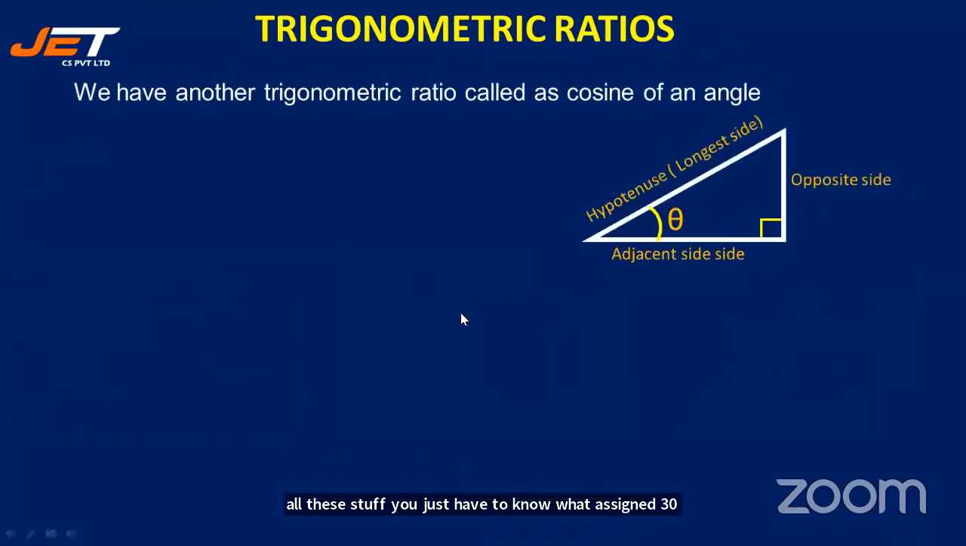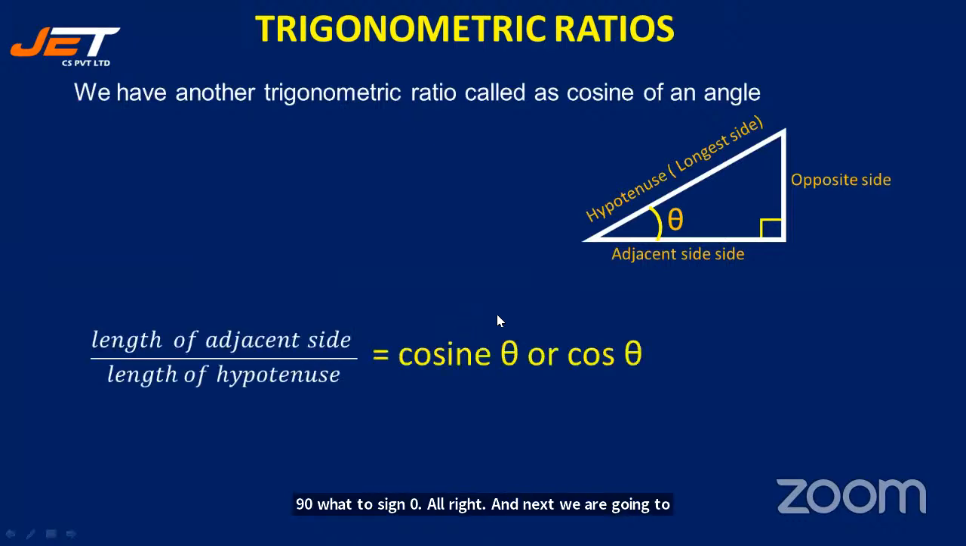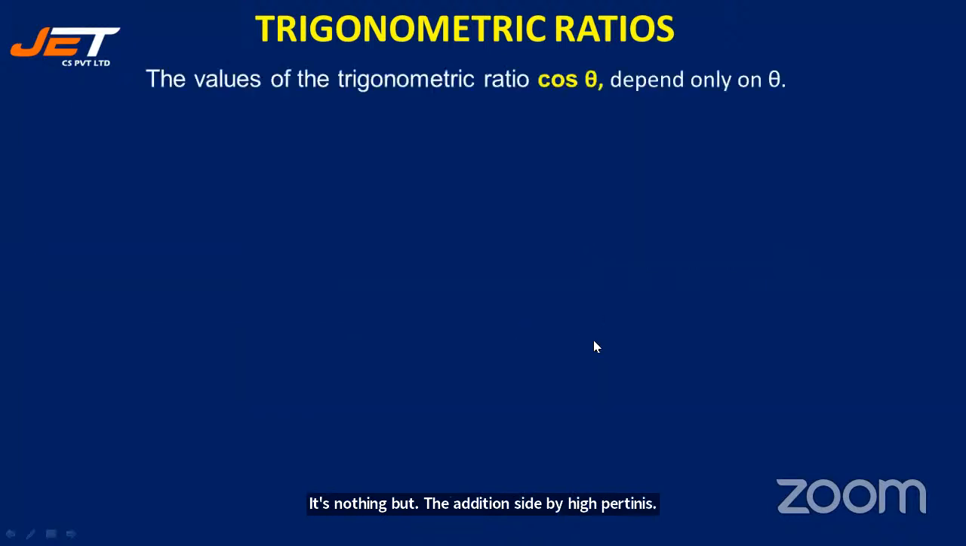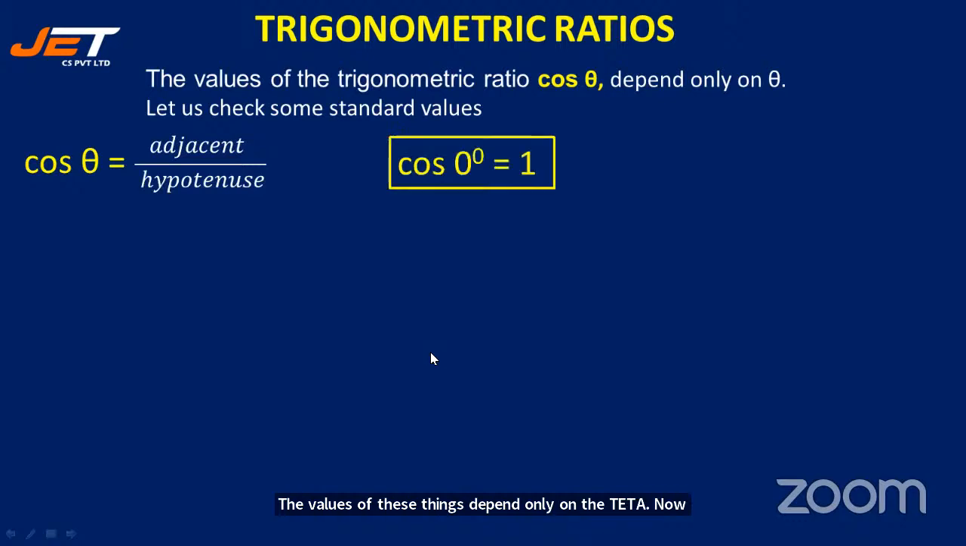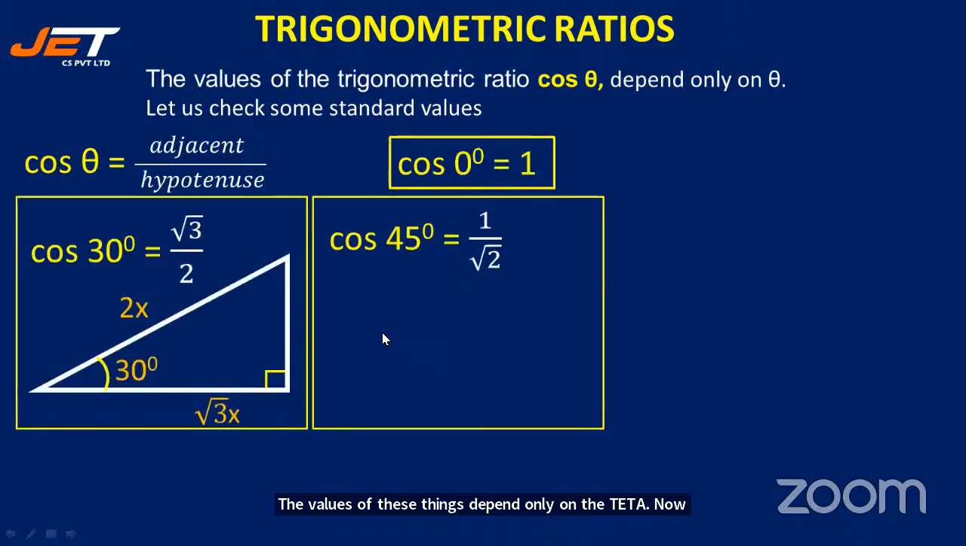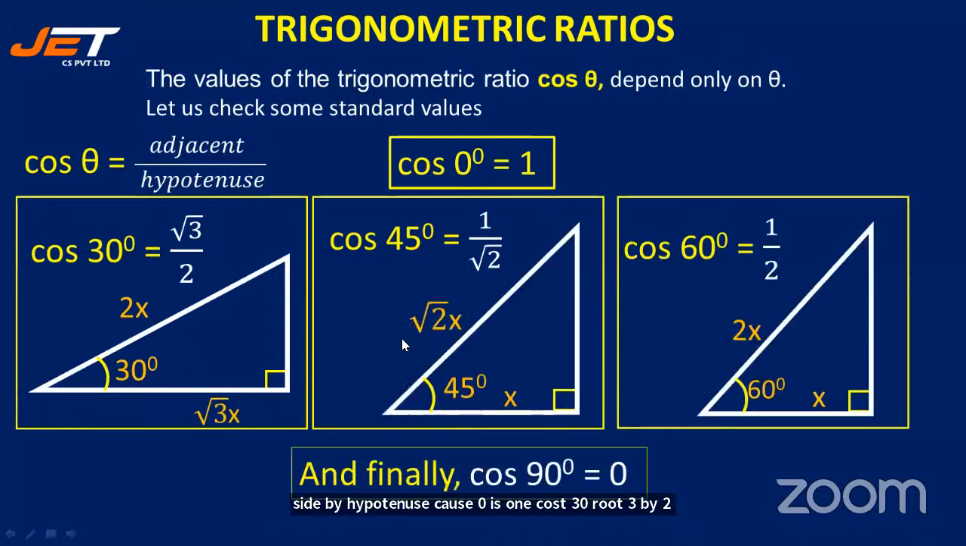Next we are going to see the cosine, or cos theta. Cos theta is nothing but the adjacent side by hypotenuse. You can call it cosine, or usually we call it cos theta. The values depend only on theta. Now let us check some standard values. Cos theta is adjacent side by hypotenuse. Cos 0 is 1. Cos 30 is root 3 by 2. Cos 45 is 1 by root 2. Cos 60 is half. Finally, cos 90 is 0.